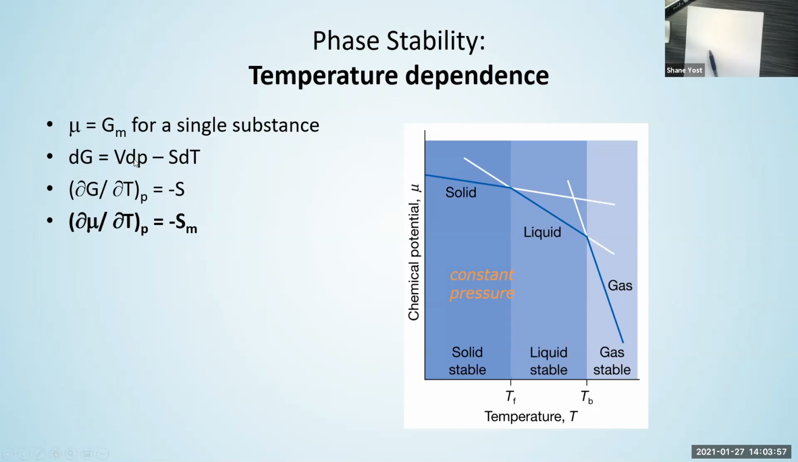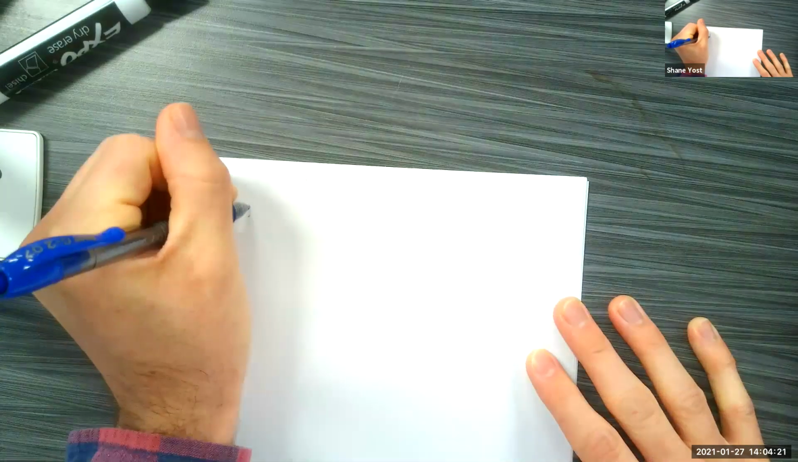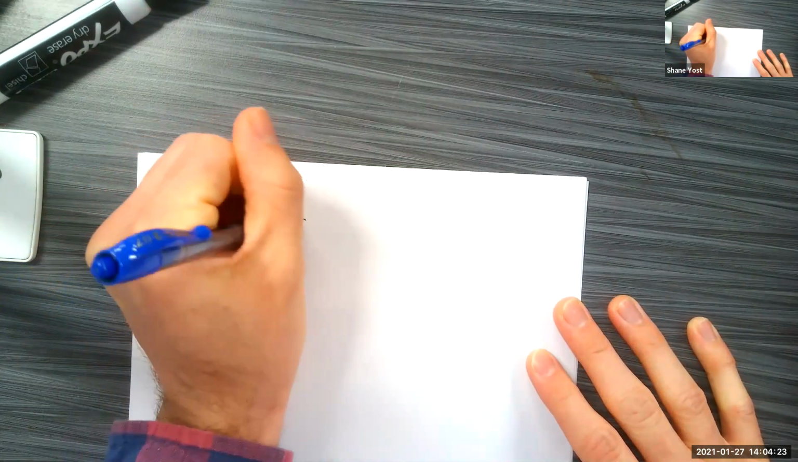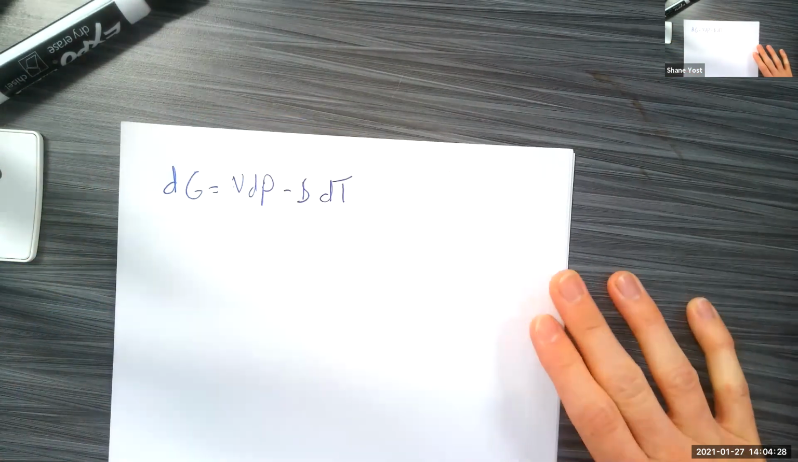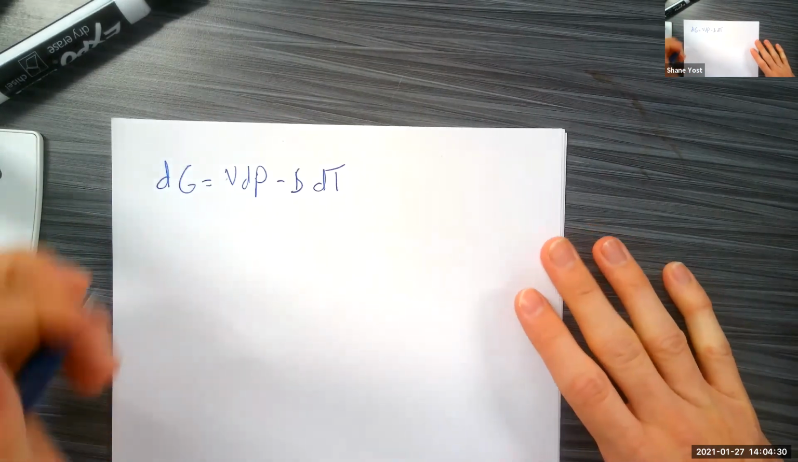When you take the derivative of this with respect to temperature under constant pressure, pressure is constant, so this term just goes to 0, and you're just left with minus entropy times dT/dT, which is just 1. So we can write this out: dG equals V dP minus S dT.